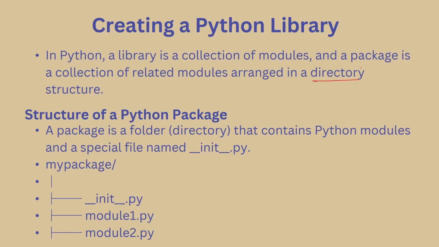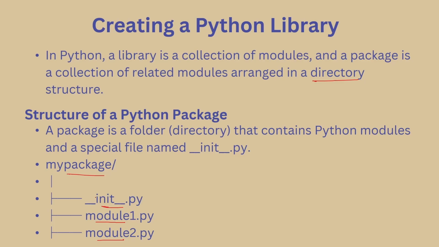Now, the structure of a Python package. A package is a folder or directory that contains Python modules and a special file named __init__.py. So here, this is the Python package. This is my package. We have created my package here, and it has a module1.py file and a module2.py file. Let's say these are two related files that we want in our package, and then we have the __init__.py file. A package always has an __init__.py file.